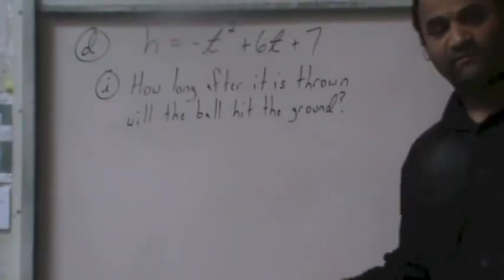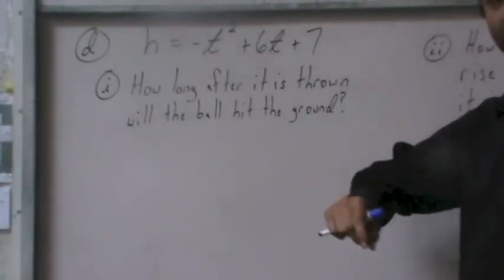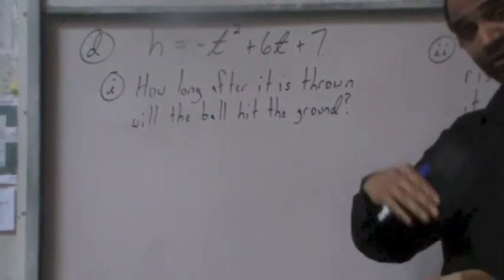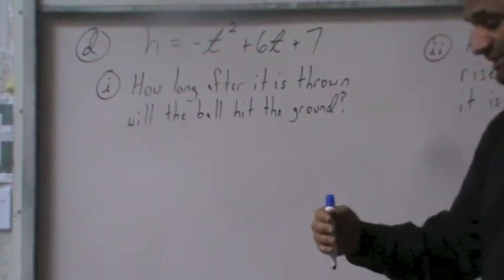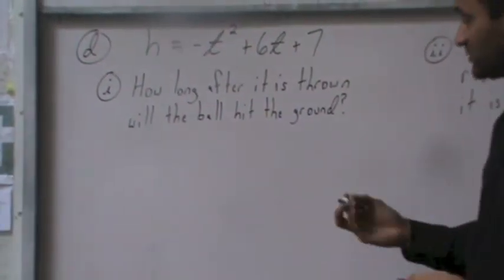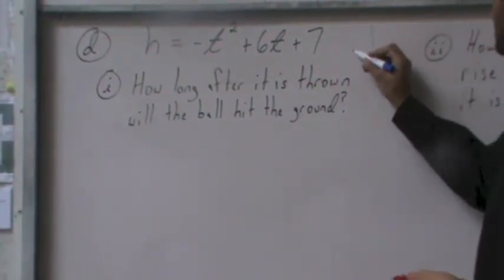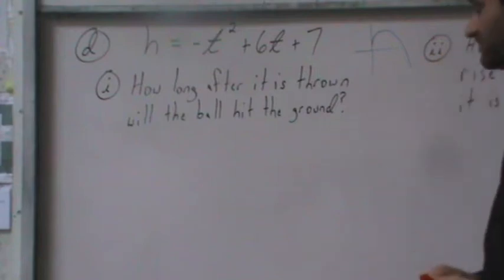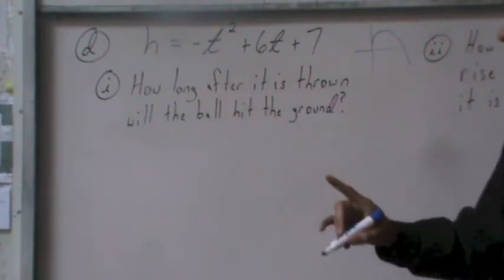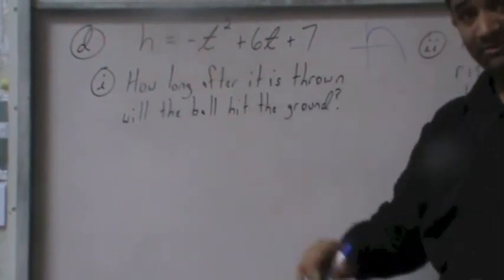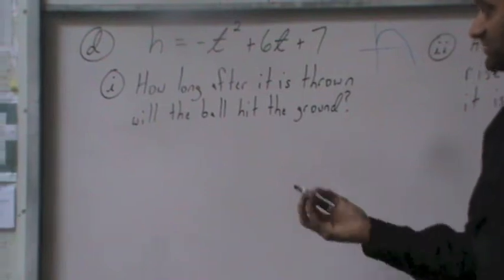For part D, we have a situation where we're modeling the path of a ball as it falls. Now, things fall in parabolas, and since it's falling, we end up with this negative t squared. That gives us a parabola that looks like this. What we're trying to find: how long after it is thrown will the ball hit the ground? That means, if it's on the ground, the height has to be 0.